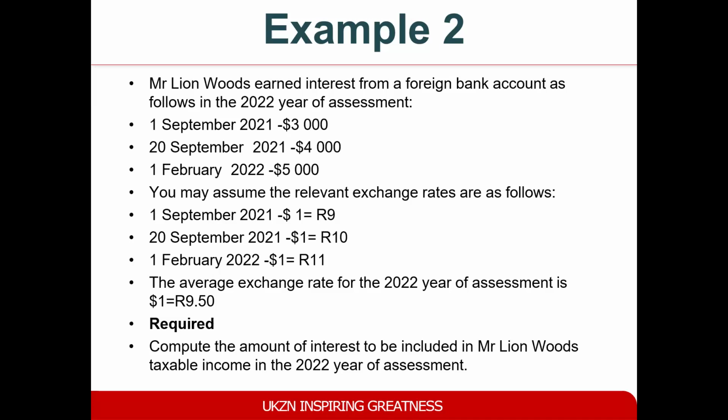Now let's read. Mr. Lion here, you may assume the relevant exchange rate as follows. So 1st of September, $1 was 9 rands. And then 20th of September, $1 was 10 rands. But 1st of February, $1 now is 11 rands. You can see the dollar value is actually increasing, but maybe the rand itself, the value is going very down. The average then for the whole year was 9 rand 50. Okay. Compute an amount of interest to be included in Mr. Lion Woods taxable income for the 2022 year of assessment.